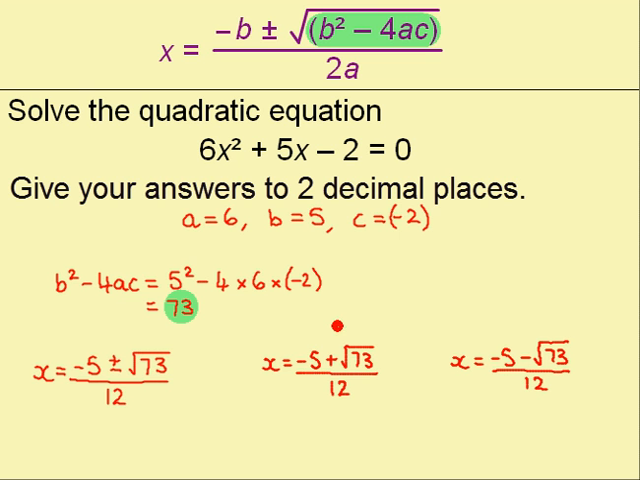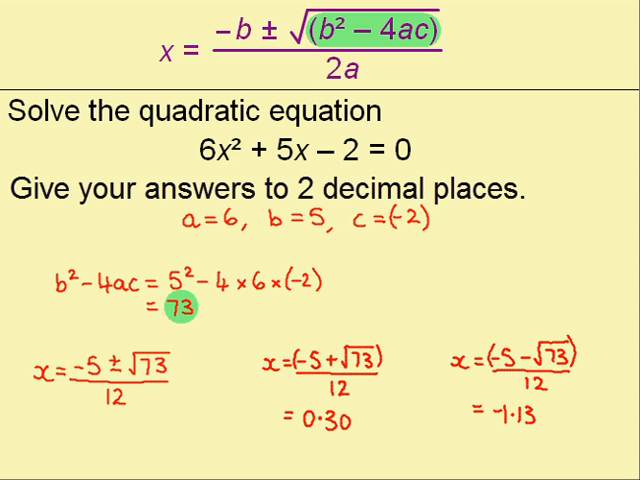We can get the answers by typing this and this into our calculator. When you type this in, you need to put brackets here and here. Typing this in gives me 0.30 rounded to 2 decimal places, and typing this in gives me minus 1.13 rounded to 2 decimal places. These are my 2 answers to my quadratic equation.